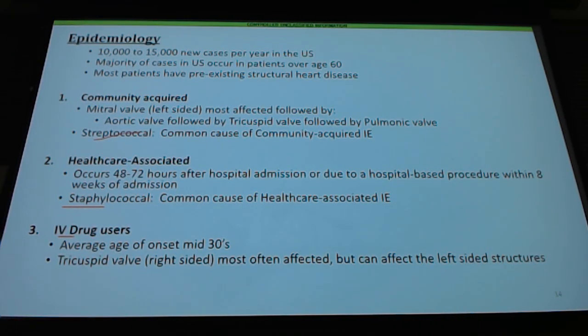So we talked about community acquired being more common in the left heart structures. IV drug use, it's the opposite. It's more the right heart structures that are at risk for developing this condition. So the tricuspid valve and pulmonic valve are the valves most affected in IV drug users.